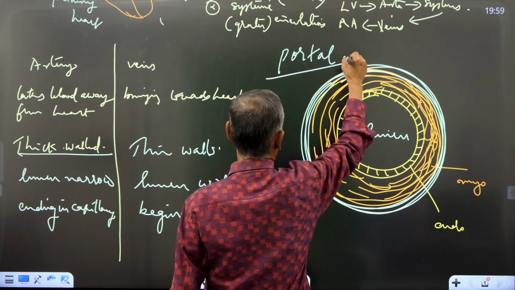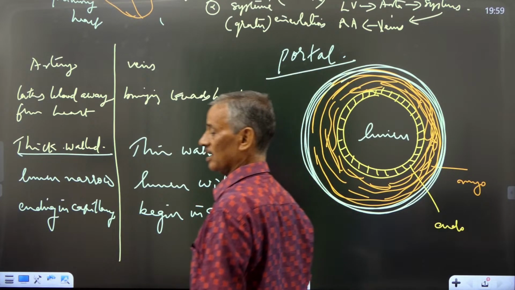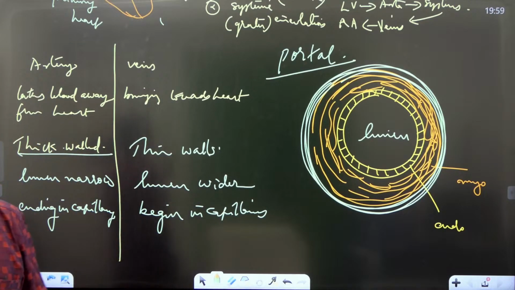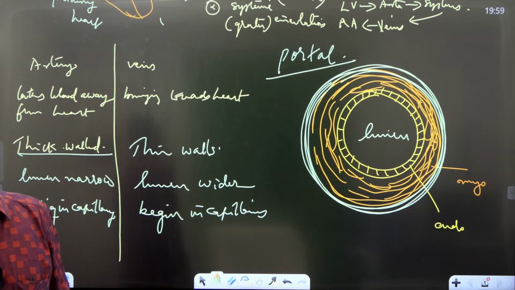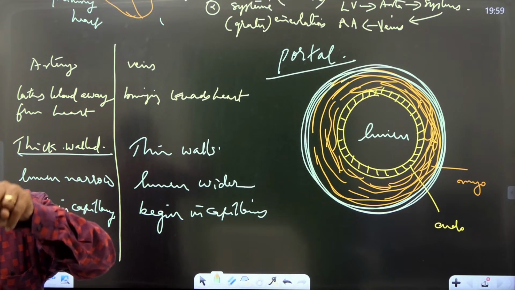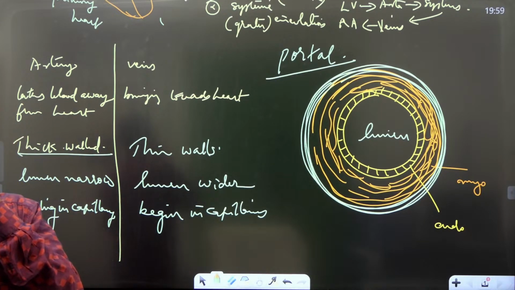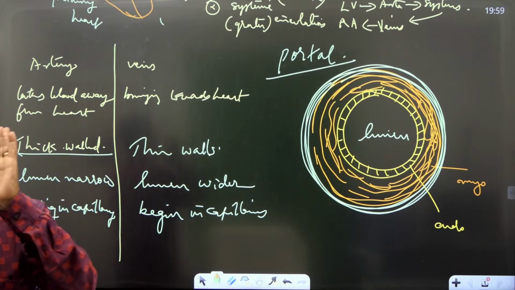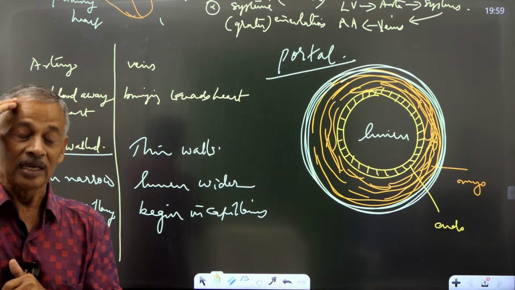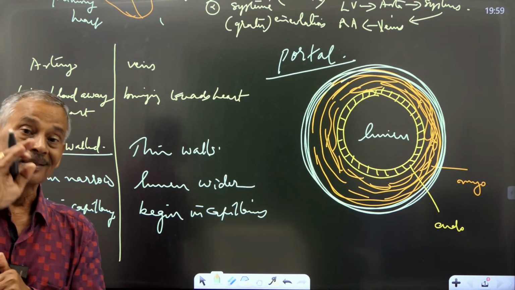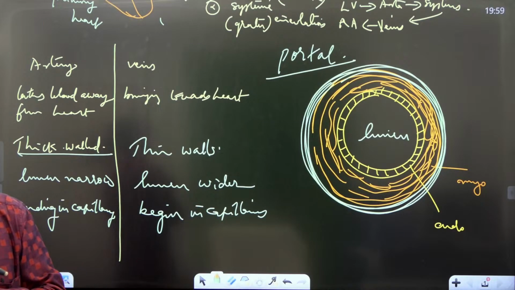Why are they called portal systems? Portal means that which carries something. They are meant for carrying something. In our body, we have only one portal system, the hepatic portal system. They begin in capillaries in the alimentary canal and end up in the liver as capillaries. Since they all end up in the liver, we call it hepatic portal.